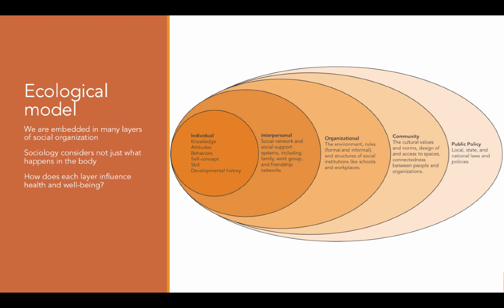Then the next layer is the community level. In addition to being part of interpersonal networks, in addition to being embedded in this organizational layer, we're also part of communities: local communities, regional communities, national communities. Our communities influence us and our well-being through their cultural values and norms, in the way that they are designed to provide access to spaces and resources, whether they provide the opportunity to connect with other people and organizations, as well as the connections between organizations.